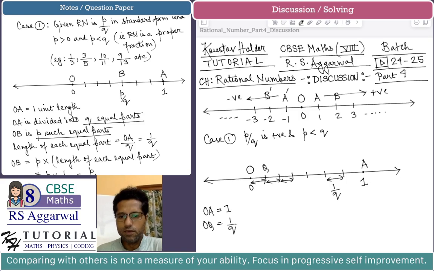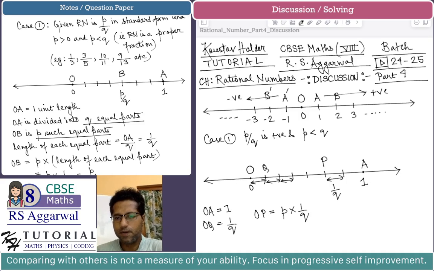Now we take p such equal parts. Where is p coming from? p is the numerator of the given rational number. The given rational number is p by q, where q is the denominator and p is the numerator. So we have divided the segment OA into q equal parts, and then we consider p such equal parts. Let's say P is a point such that OP is equal to p times the equal part, that is, p into 1 by q.